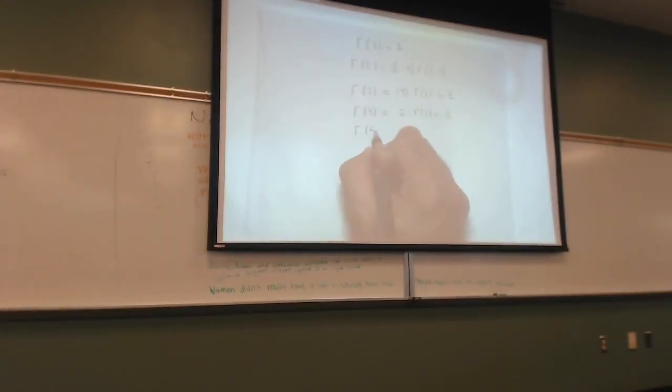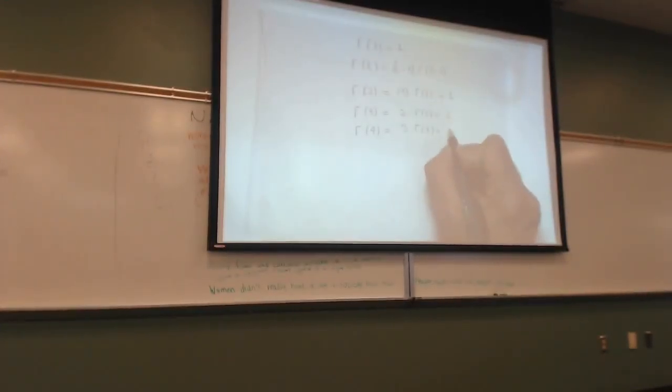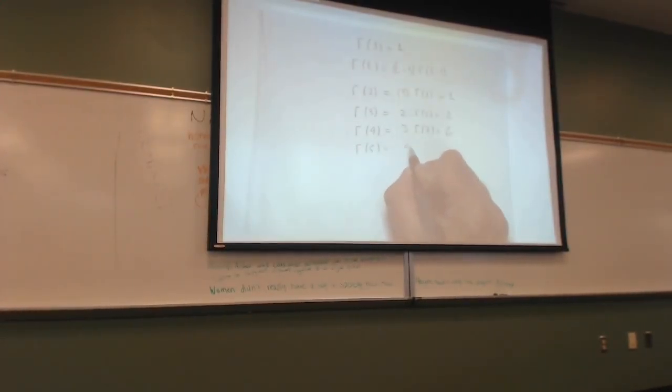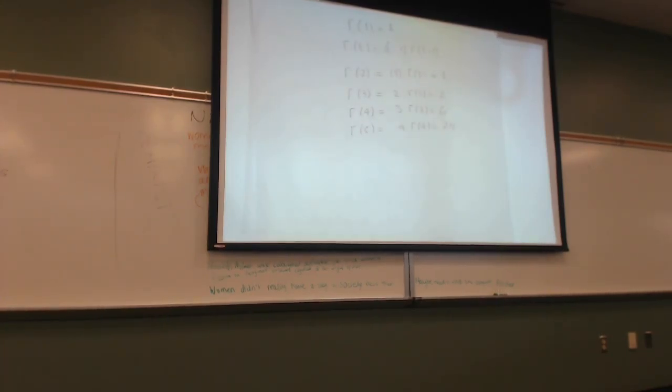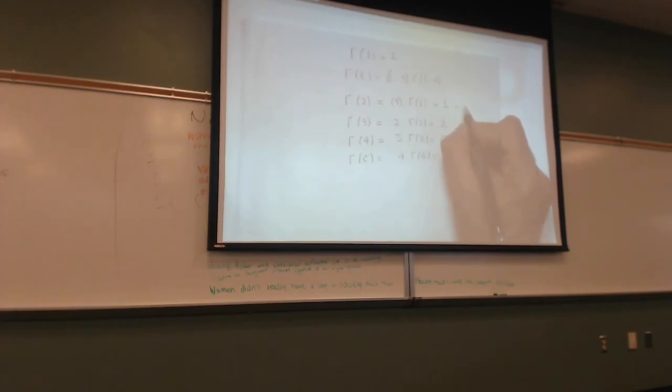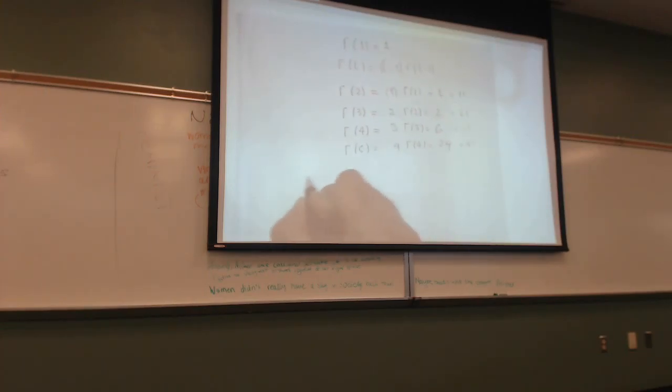What can I say about gamma of 4? Well, it will be 3 times gamma of 3, or 3 times 2, which is 6. What can I say about gamma of 5? Well, it will be 4 times gamma of 4, which will be 24. Is it factorial? So you recognize this as the factorial, right? So this is 1 factorial, this is 2 factorial, this is 3 factorial, this is 4 factorial. So if t is a positive integer, then gamma of t is equal to t minus 1 factorial.